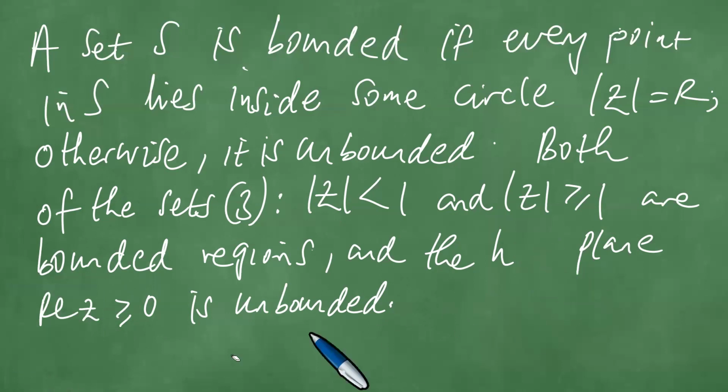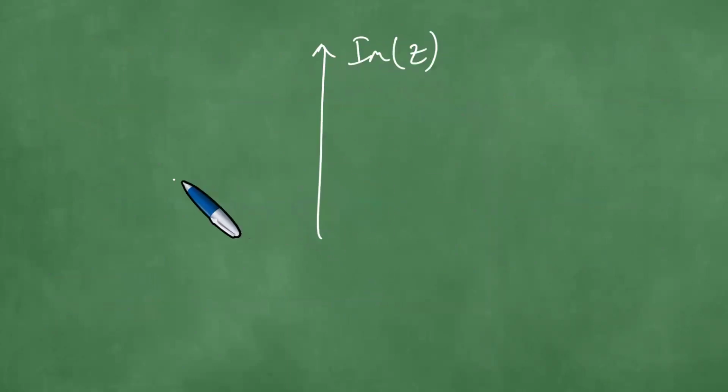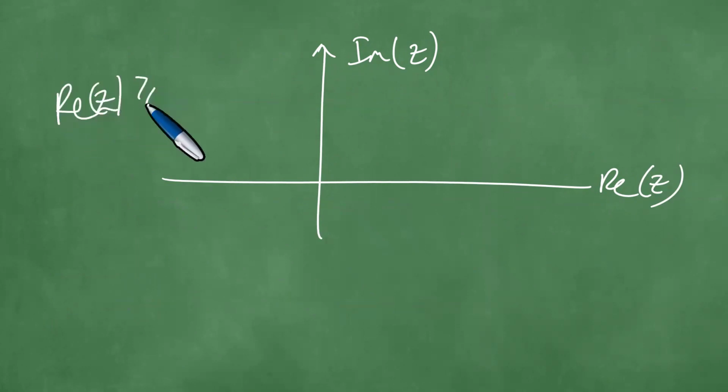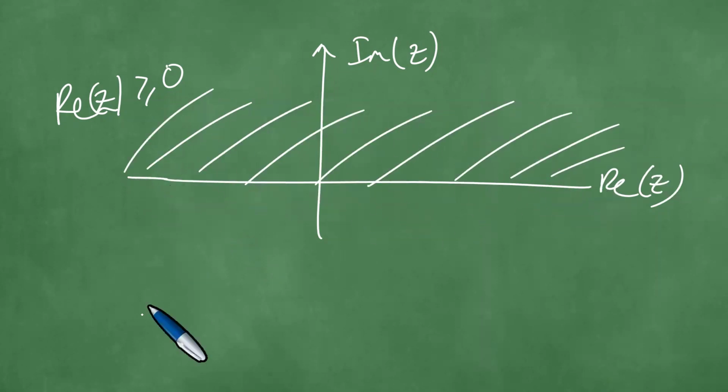Okay, let's look at the half plane a little bit. Just sketch it. Imaginary z, and this one is real z. If we look at real z greater or equal to 0, we are looking at the part that is real part greater or equal to 0. And obviously, because this one goes on and on to infinity, it is unbounded.